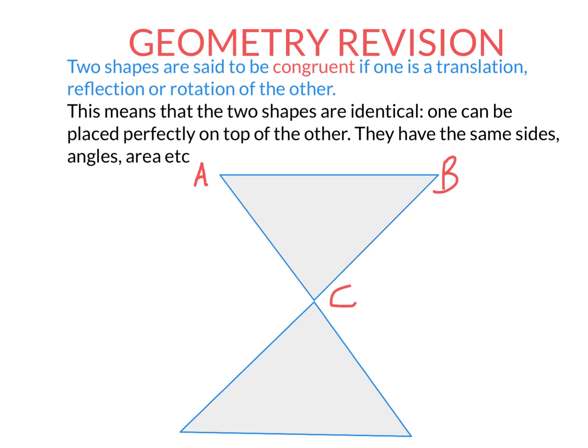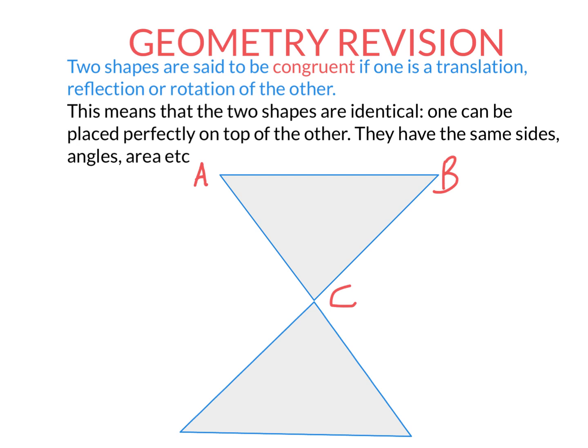We review everything you need to know for the upcoming test on geometry. We're going to start with congruence. Two shapes are congruent if one is a translation, reflection, or rotation of the other. Basically, two shapes are congruent if they're the same shape: same size, same sides, same angles, same area, same everything.